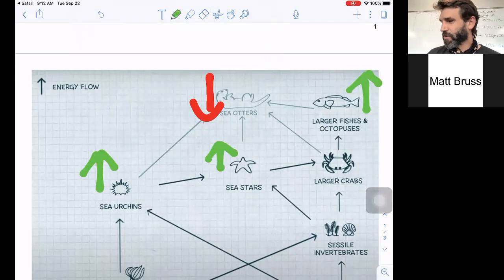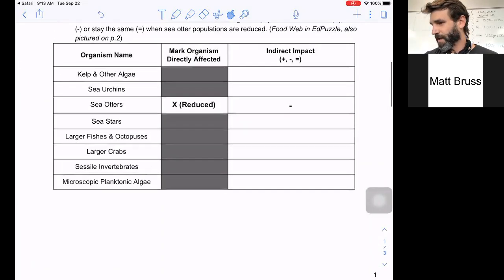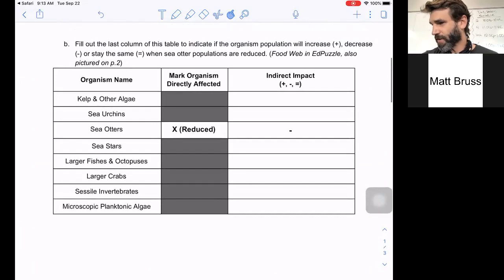And it's a little confusing because larger crabs might go up, but also larger fish, the things that eat crabs, are also going up. So the effect might be a little bit smaller here, so maybe not quite as much as the others, but maybe they'll go up. We would need to know a little bit more about the fish here, but probably all of those are going up. So now sea stars, sea urchins, large crabs, and large fish all go up. So let's come over to here.